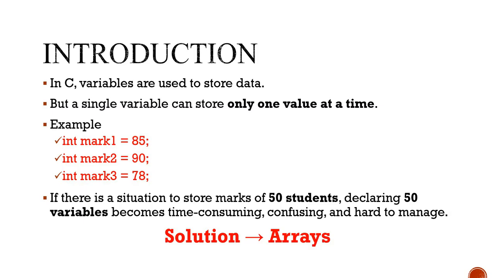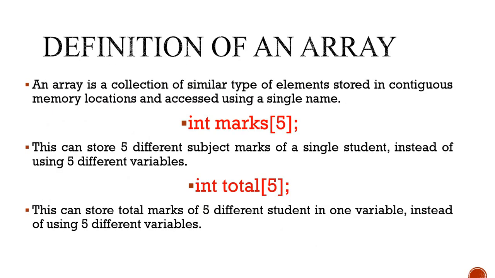To avoid all those problems, there is one solution called arrays. In an array, we can store 50 students' marks in a single variable. So this is the definition of an array: it is a collection of similar type of elements stored in contiguous memory locations, and it can be accessed using a single name. For example, int marks of 5.